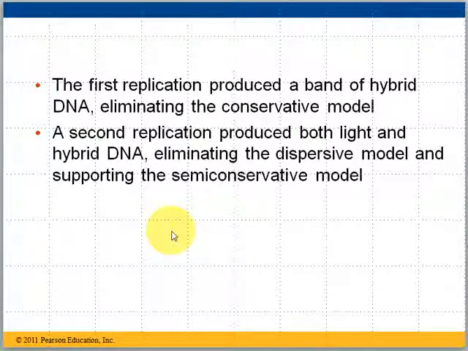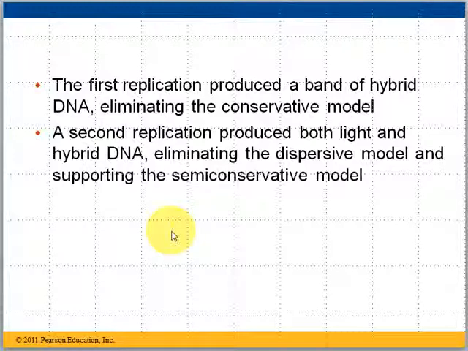After the first replication of DNA, they took a sample and put it in a centrifuge to make the material separate out into the lighter and the heavier constituents. And that first replication, we'll see in just a moment how, eliminated the conservative model that we talked about. So in their first replication experiment, the conservative model got knocked out as a possibility. Then they allowed the bacteria to go through a second replication of DNA, and again they took that material and spun it in a centrifuge. That produced, again, this will be clear in just a moment, both light and hybrid DNA, and that eliminated the dispersive model. And so what was left was the semi-conservative model, which turned out to be the correct one.